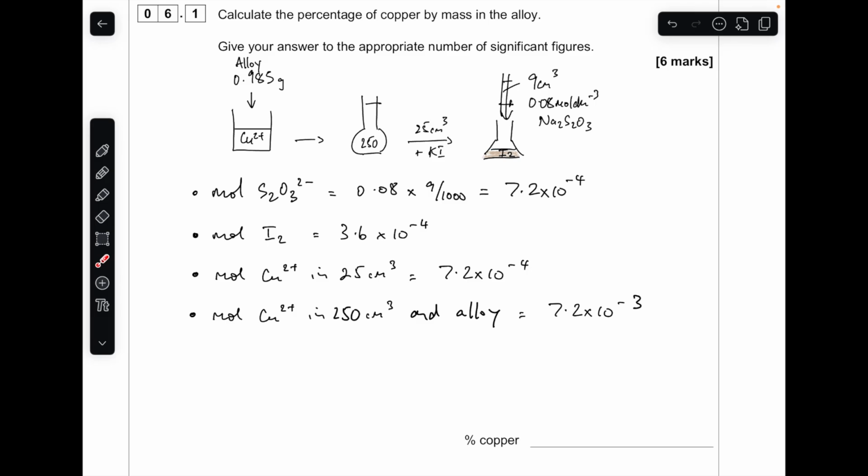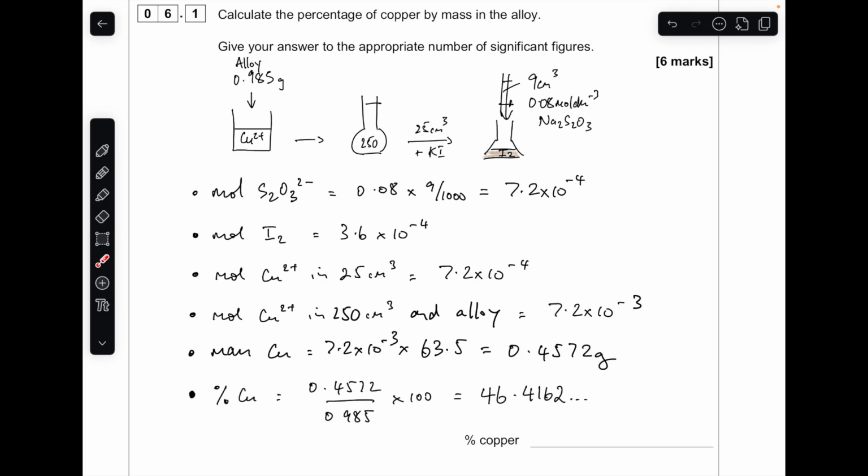Now that's also going to be equal to the moles of copper in the original alloy. So you can see I've written that there. Moles of Cu2 plus in 250 cm cubed and alloy is 7.2 times 10 to the minus 3. So it's basically 10 times that one. So the mass of copper in the alloy is the moles multiplied by the Mr of copper, so that many grams there. So the percentage of copper is going to be that mass divided by the mass of the alloy times 100. So the calculator value is looking like that, and the appropriate number of significant figures given all the data is 3, which means the percentage copper is 46.4.